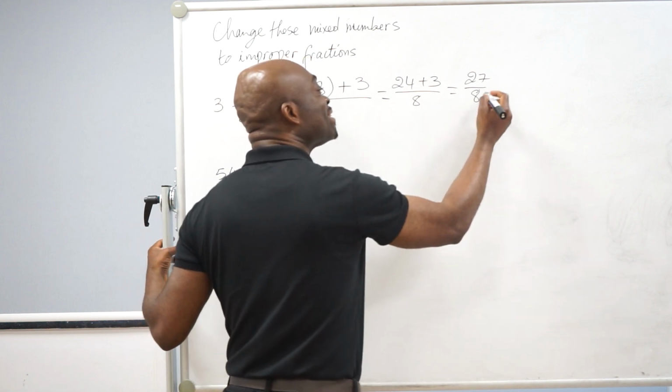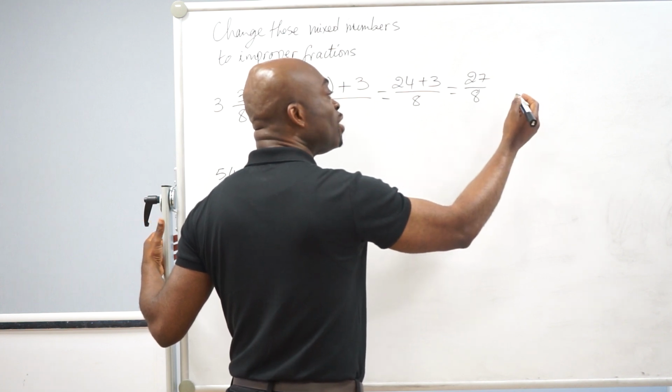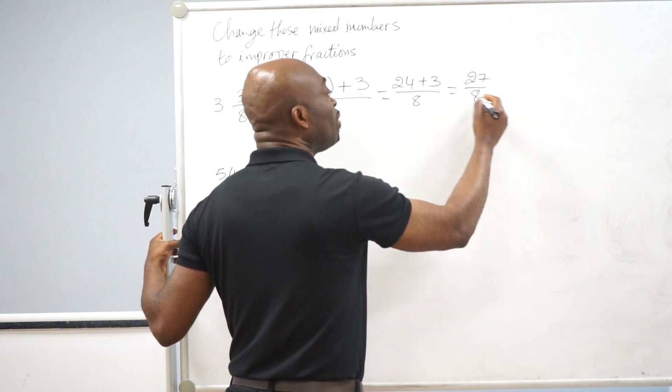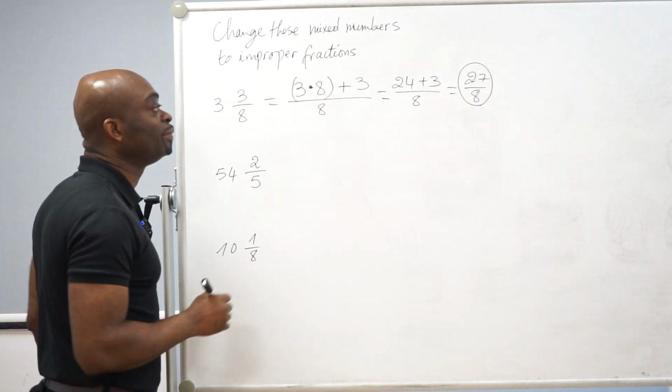So in this case, can we reduce by anything? Is there any number that can go into 27 and 8 evenly? No. Okay, so this will be our final answer, okay?